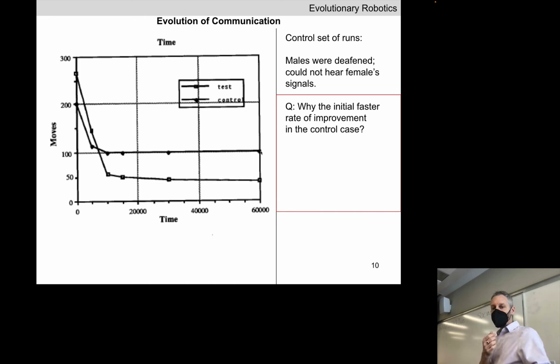Not surprisingly, as evolution wears on, these males don't do as well. They go 100 time steps, on average, before participating in a reproductive event. But surprisingly, early in evolutionary time, these deafened males actually do better than the males that can hear. Why? What's happening here?